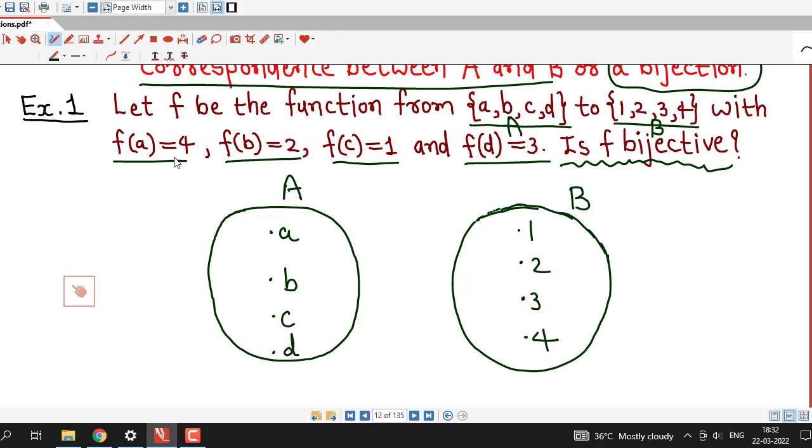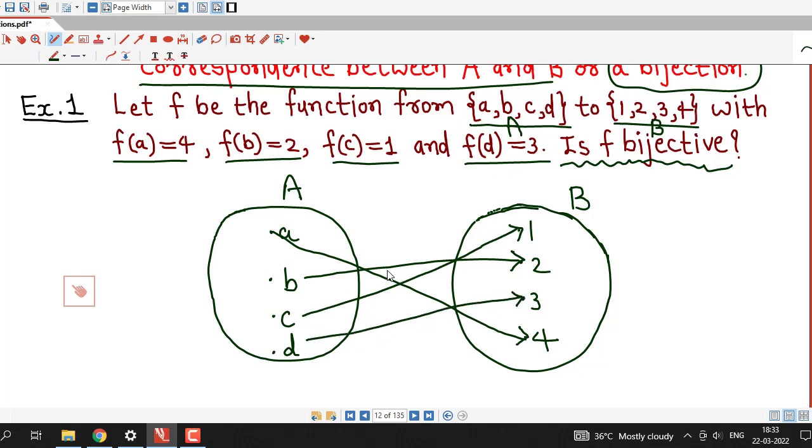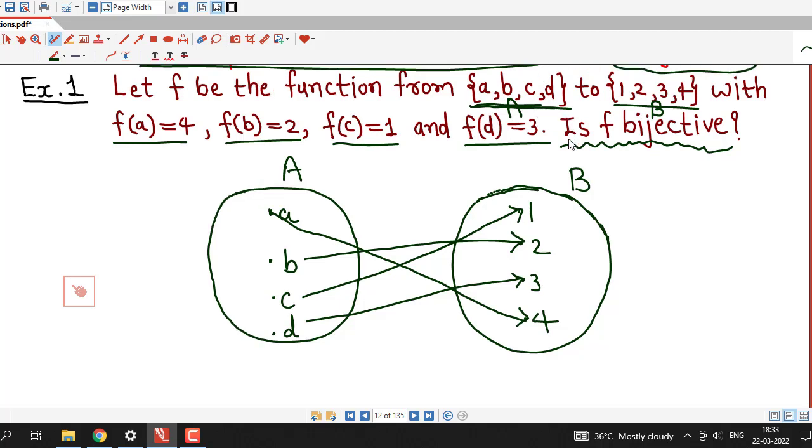And we are given that the image of A under function f is 4. So we consider an arrow from A to 4. Image of B under function f is 2. Image of C under f is 1. And image of D is 3. Now a function is one-to-one if distinct elements have distinct images. It is obvious from this figure that no two elements have the same image. We can see that the image of A is 4, image of B is 2, image of C is 1 and image of D is 3. So if we take any two elements of set A, then their images are different. So this function is one-to-one.